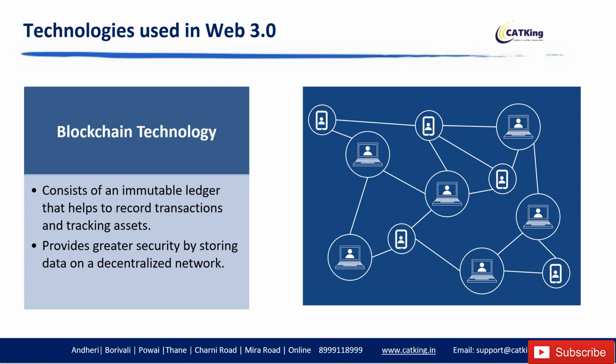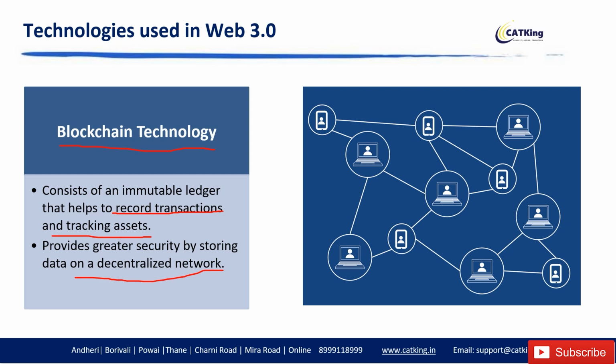Now, because I've asked you guys to read up a little more on it, of course, it's going to be important to have a base of what it is, right? So let's first look at blockchain technology. What exactly is blockchain technology? What is happening in blockchain technology? It consists of an immutable ledger that helps to record transactions and track assets, right? It is used to track and record transactions and track assets. It provides greater security by storing data on a decentralized network. Now, a decentralized network is one wherein the power does not rest with only a few set of people, right?